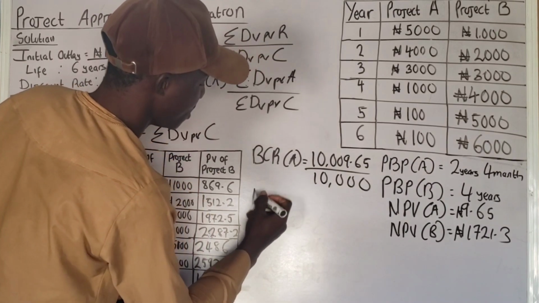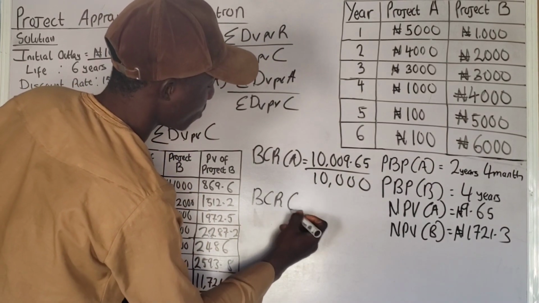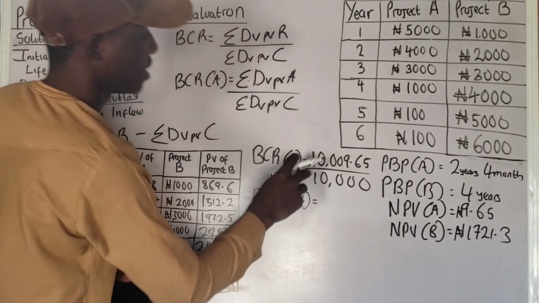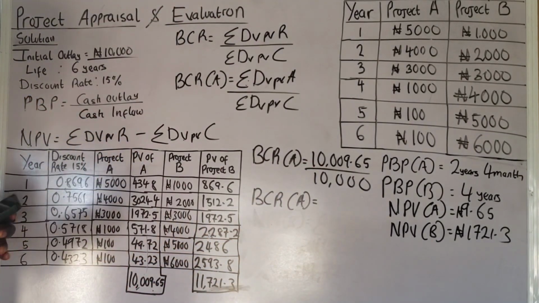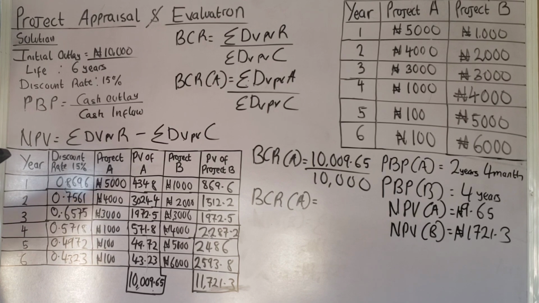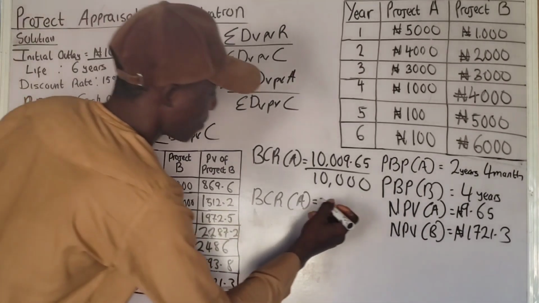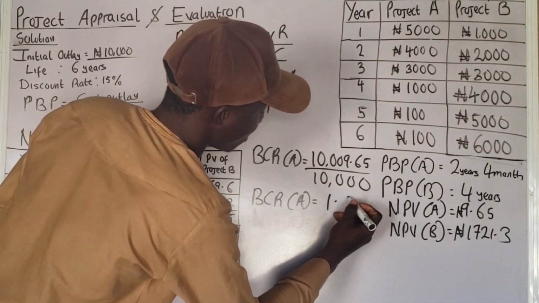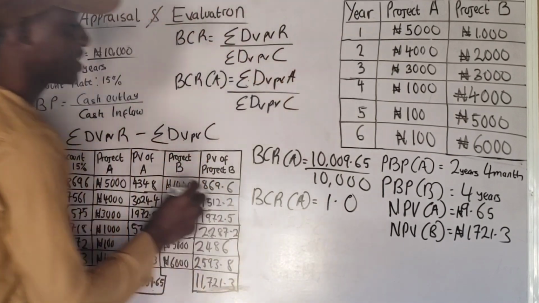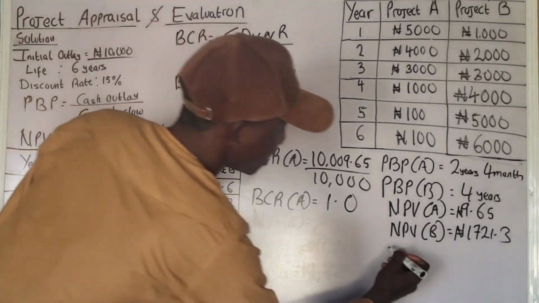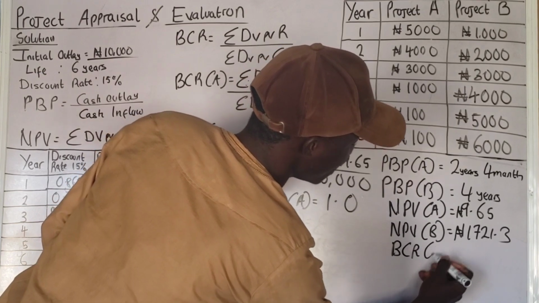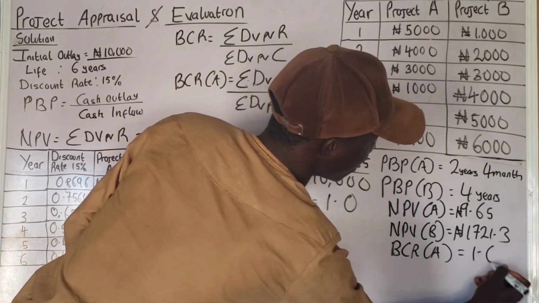Do you understand? So the benefit cost ratio of project A will be equal to 10,009.65 naira. Let me quickly take the calculator here. Divided by 10,000 naira, that is 1.0. You understand? That is 1.0. Okay, that is the benefit cost ratio of A, BCR. The BCR of A equals 1.0.